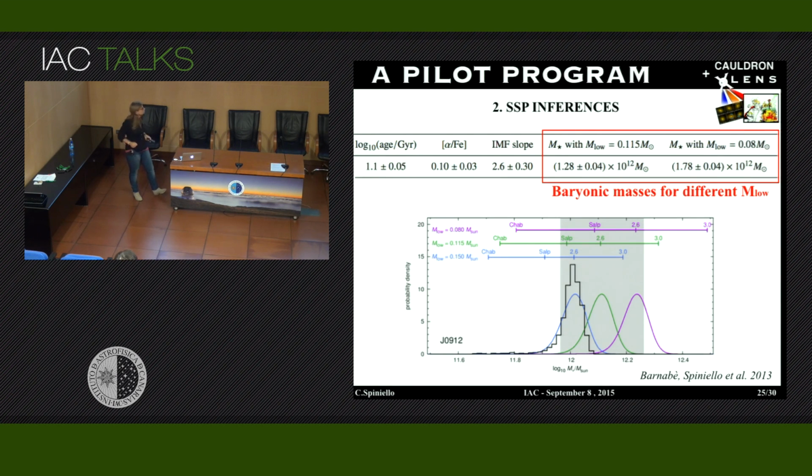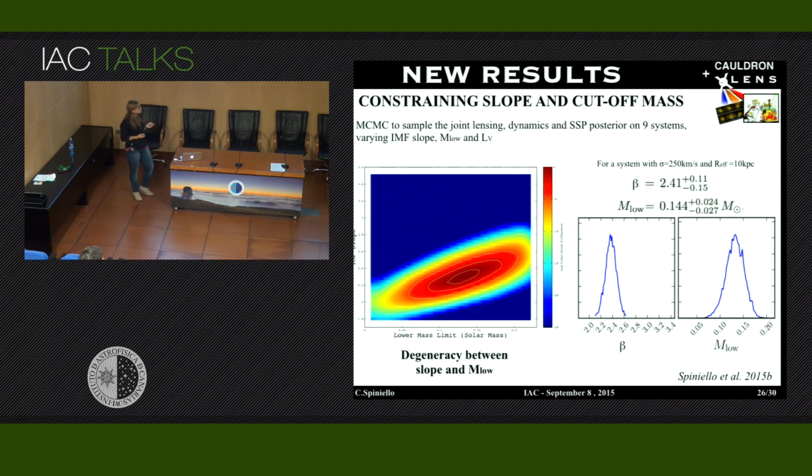So for this galaxy, if we believe that our inference on the IMF slope is correct, and we do believe it because we have been testing it, and I did the measurement, so I have to believe my own work. If we believe that the IMF slope we measure is good, in order to have an agreement between the stellar mass we measure with lensing and dynamics and the stellar mass we measure with this simple stellar population method, the cutoff mass has to be 0.15. Okay? So in other terms, there's a degeneracy between the IMF slope and the cutoff mass. We don't know whether.